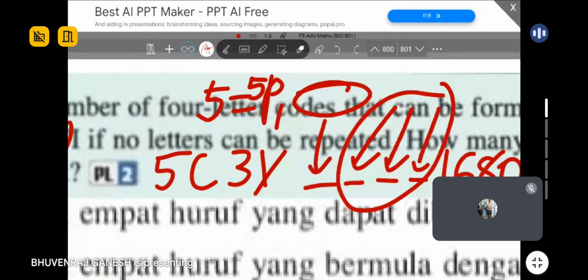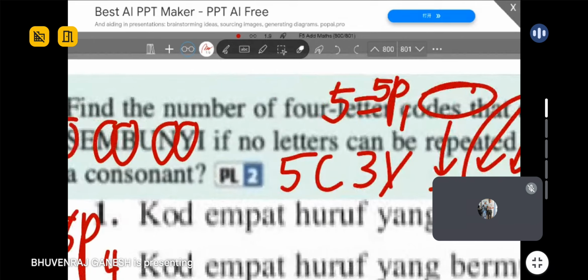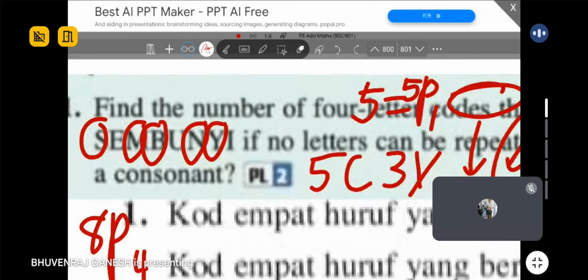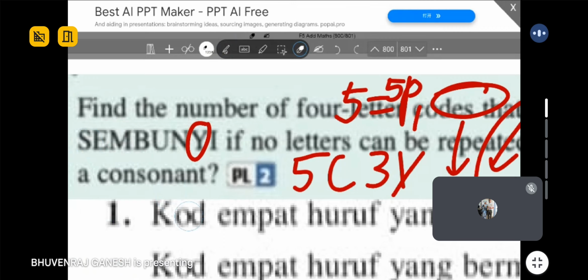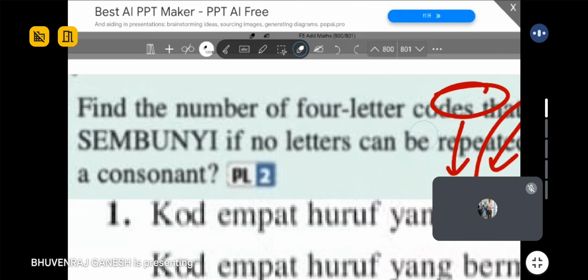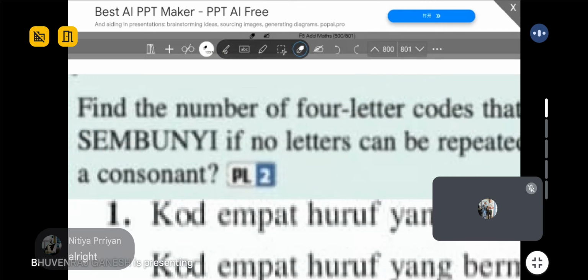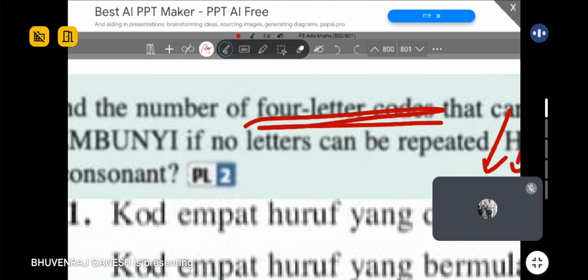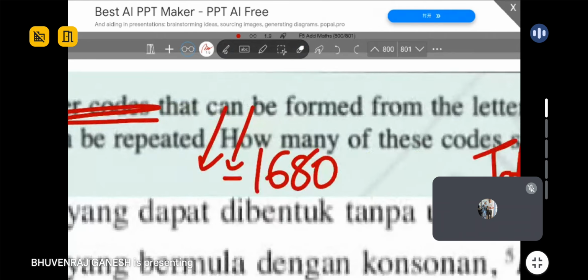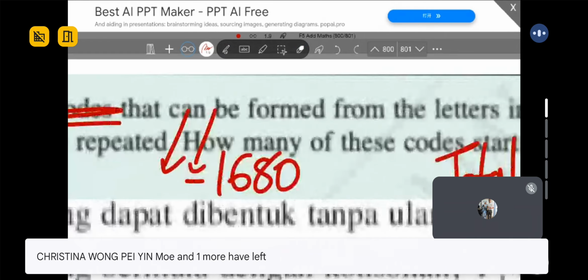Better still, when you read the question here, try to identify by yourself: is it permutation or combination, before I tell you the answer. That's the best way to test whether you know or not. For this question, if you see something like 4 letter codes, it means it's permutation. That is one keyword that you can notice from here.